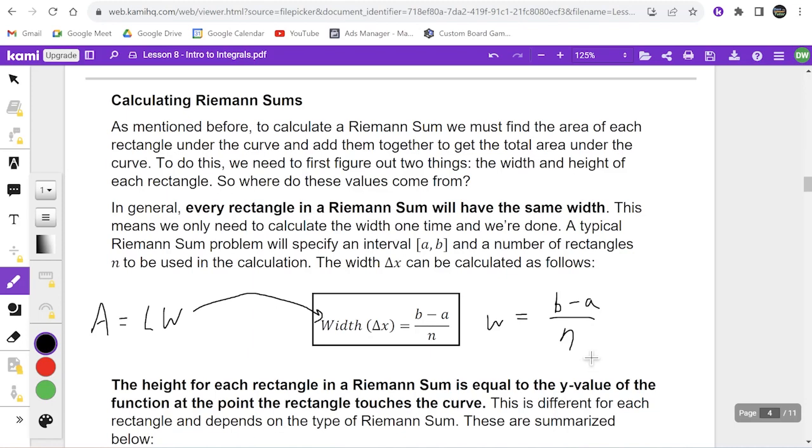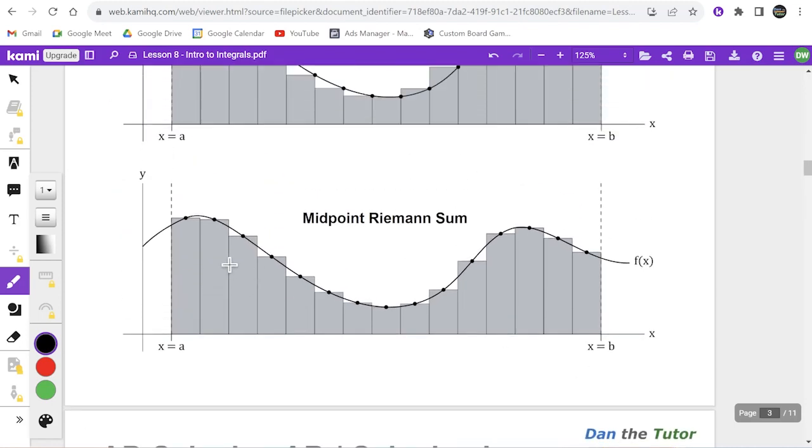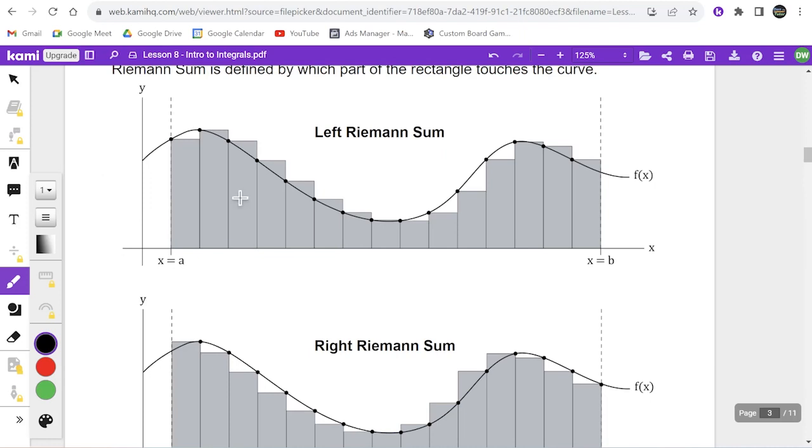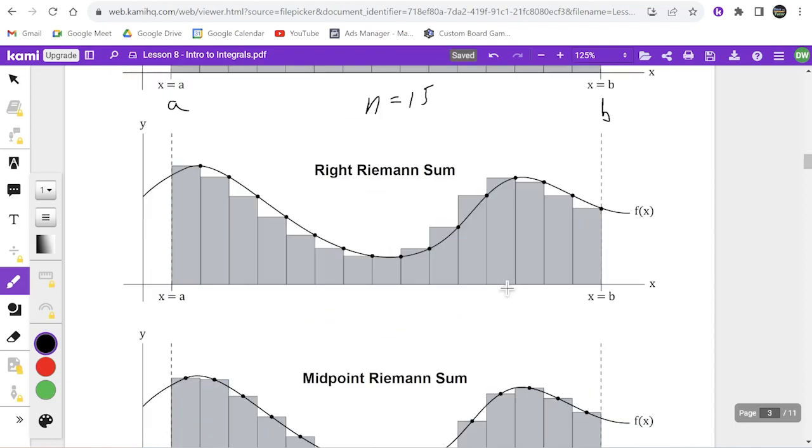I should explain that. If I go back up to this example, let's look at the left Riemann sum. It looks like this is starting at x equals a, so a is the lower point. We end at x equals b. b is the higher point on the x-axis. And then I have 1, 2, 3, 4, 5, 6, 7, 8, 9, 10, 11, 12, 13, 14, 15 rectangles. n equals 15 in that case. So that's how you can find the width for this example.